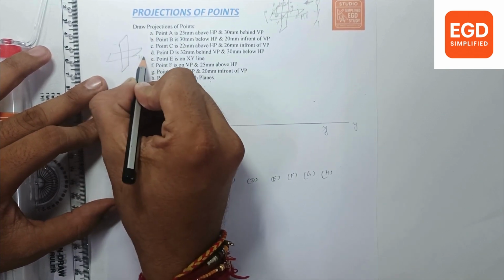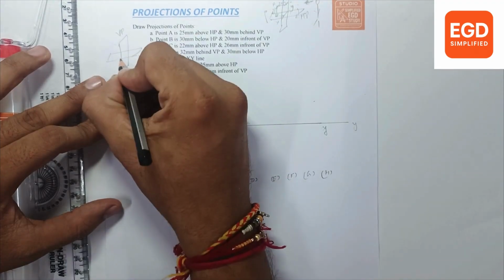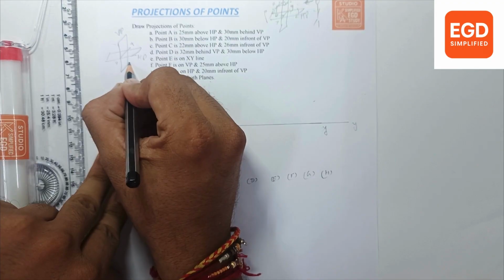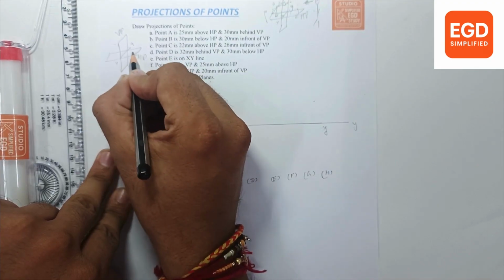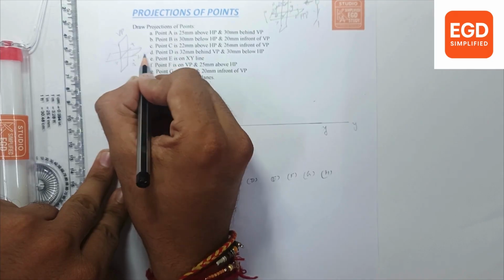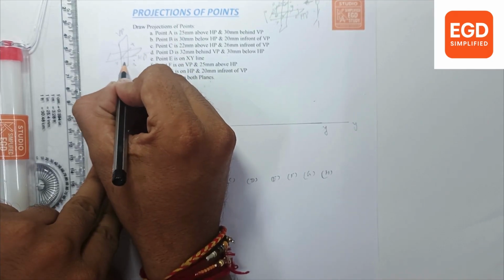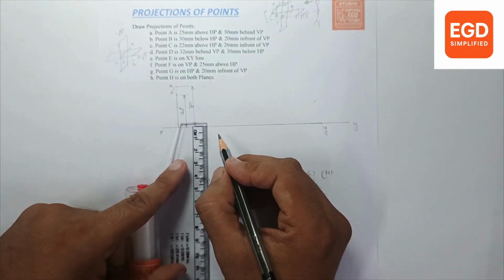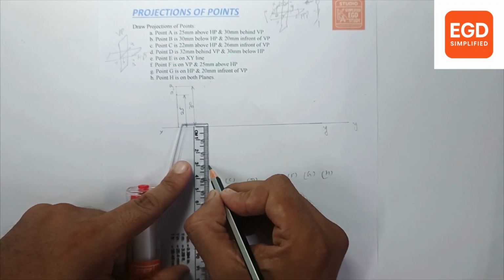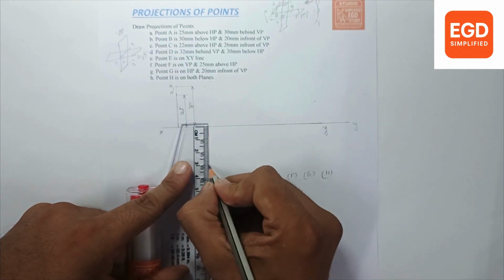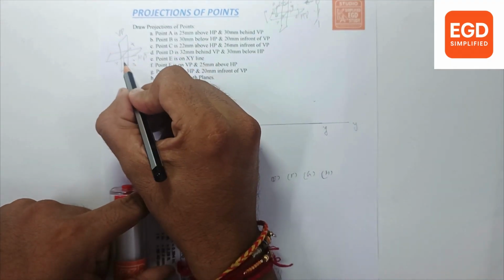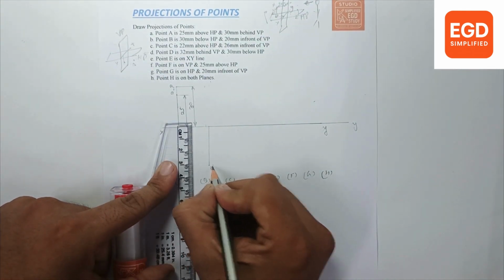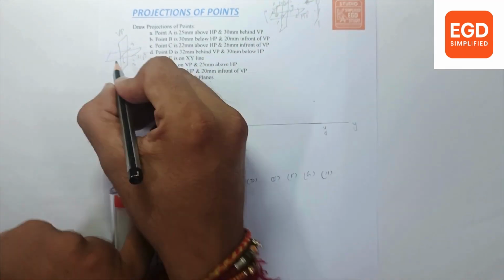Next, point B is 30 mm below HP. Vertical plane, horizontal plane, XY line. Point B is 30 mm below HP and 20 mm in front of VP. So our B point is here. When we see from the front, we draw the front view at a distance of 30 mm below. So point B is 30 mm below. From the front, it is on VP. So B dash point.